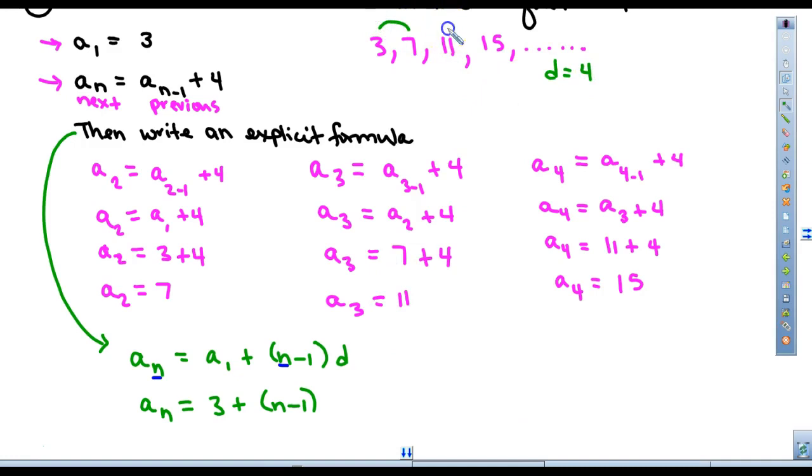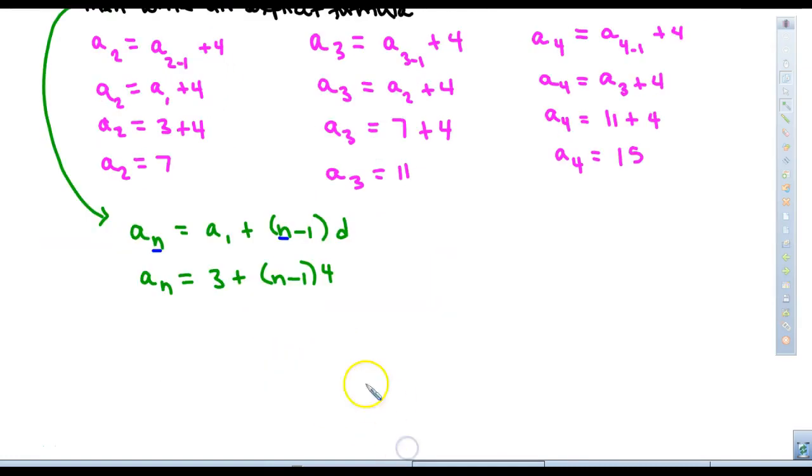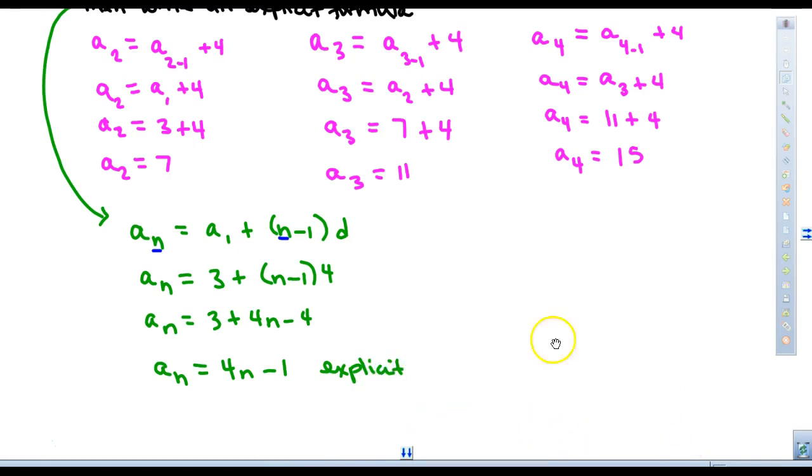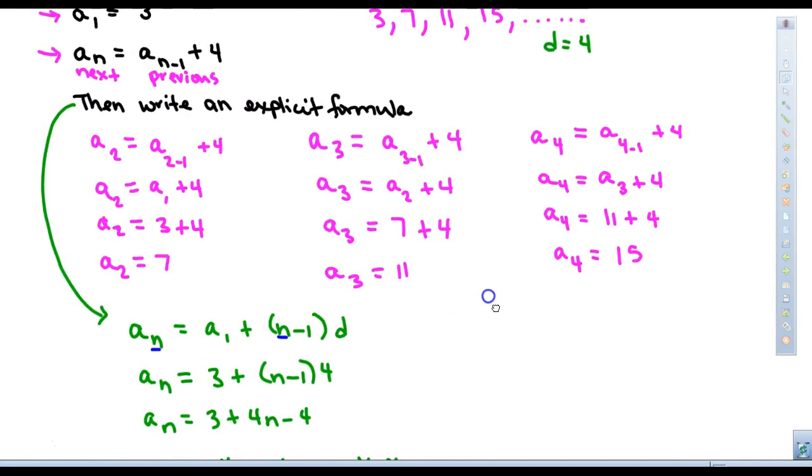7 minus 3 is 4, 11 minus 7 is 4, 15 minus 11 is 4. Makes sense because we were adding 4 each time, weren't we? So a sub n is equal to 3 plus 4n minus 4. So my explicit formula is a sub n is equal to 4n minus 1. So here you need to see the difference between an explicit formula and a recursive formula. Okay?